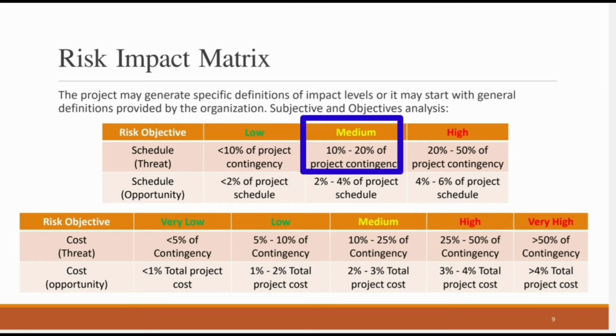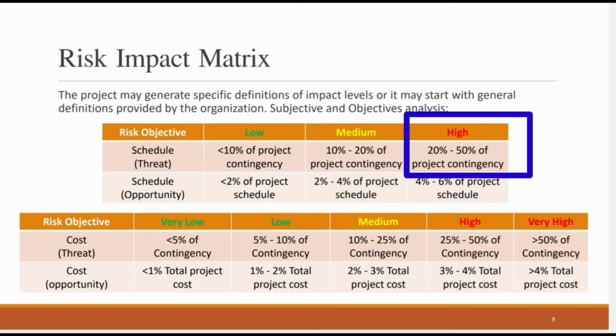But if it's going to consume between 10 to 20% of my project contingency, then I'm going to consider it medium. If it's going to consume 20 to 50% of my project contingency, I'm going to consider it high risk. That's a way of defining. What I'm trying to do here is define what risk means to me as an impact when it comes to my project risk objectives.